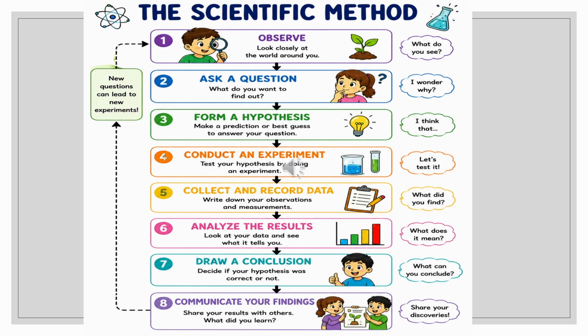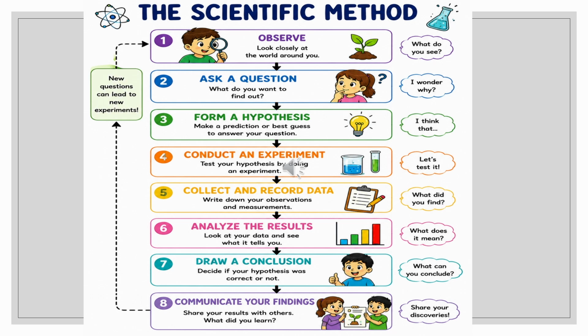First of all, it will be to observe. Look closely around you. What is your question? What do you actually want to find out? Then you make a prediction or guess an answer to the question that you have. Then the fourth step would be to conduct an experiment. You test your hypothesis. Do an experiment and collect as well as record your data.